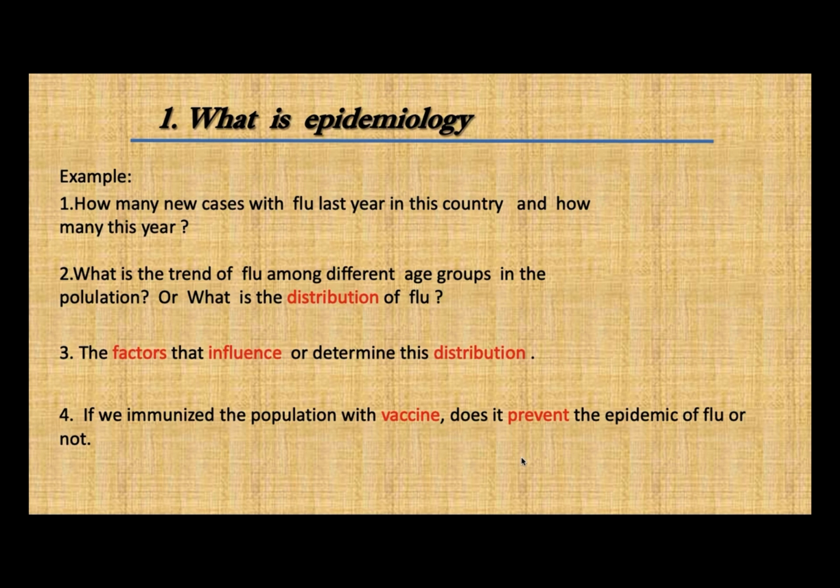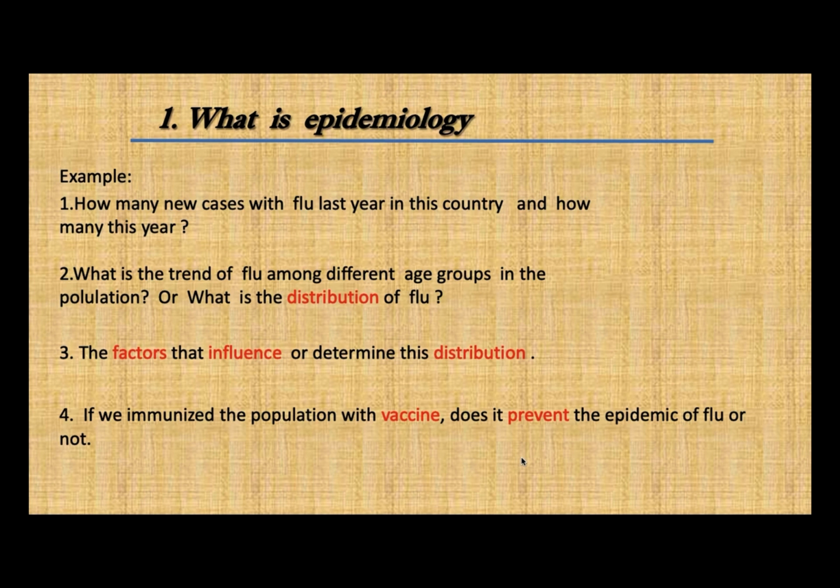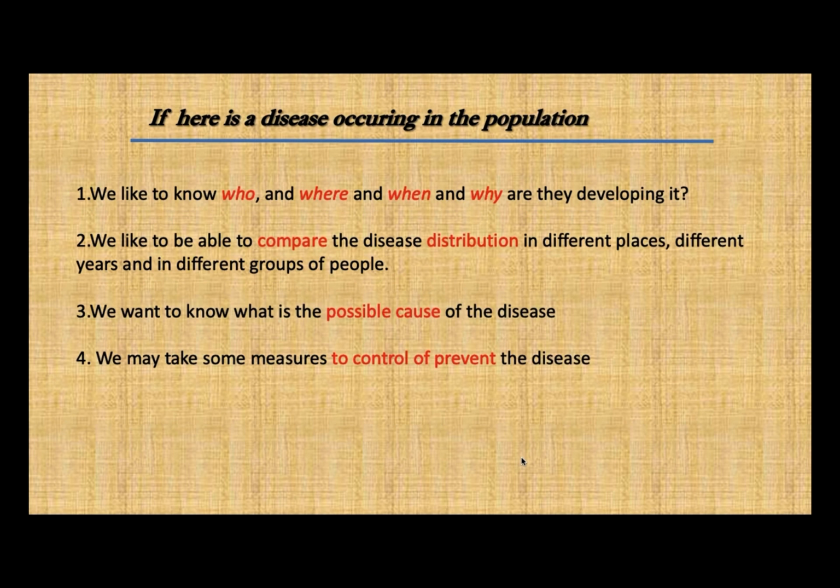Or we don't want to investigate COVID-19 only, we also can change this word into other diseases. And if there is a disease occurring in our population, we'd like to know who and where and when and why they are developing it. We also would like to be able to compare the disease distribution in different places, different times, and in different groups of people.